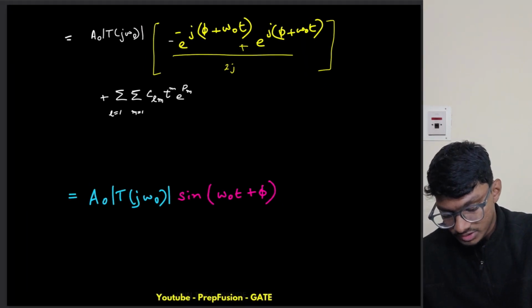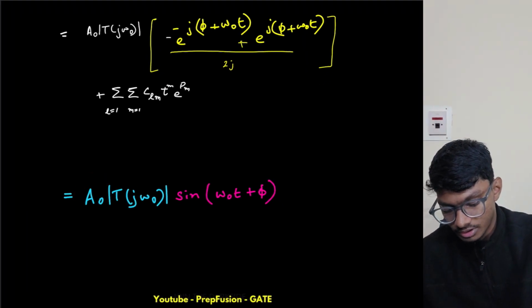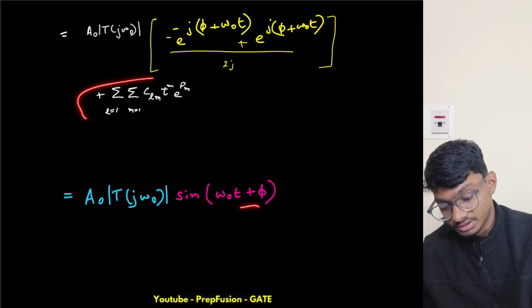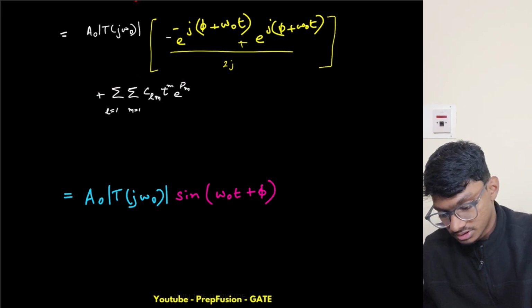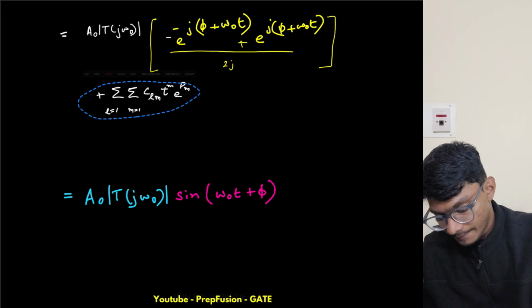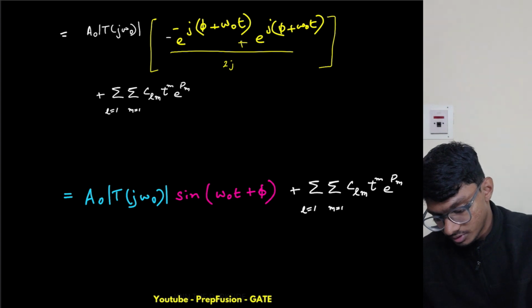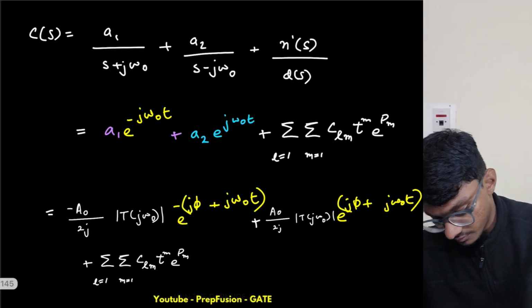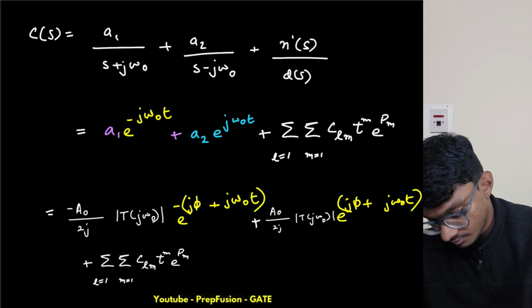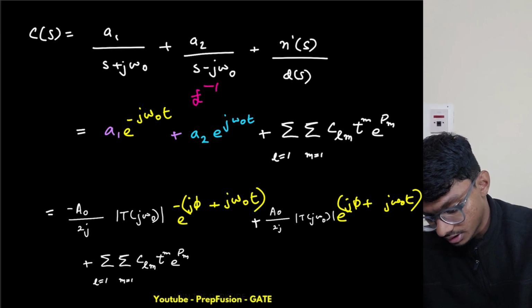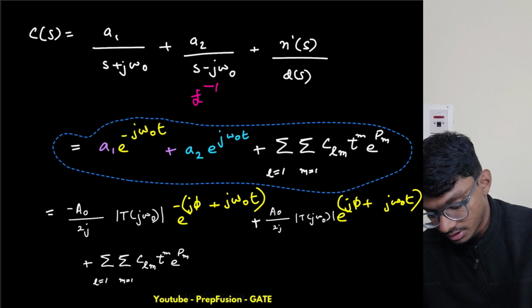Okay, so as you were seeing, this a naught is same and this omega naught is same, everything is same, but it is getting multiplied by some T of j omega naught. But I'm forgetting I have this also, right? So this I will write, copy and paste over here. So my c of t, I just took the Laplace transform of this one. I hope you got the crux of this one.